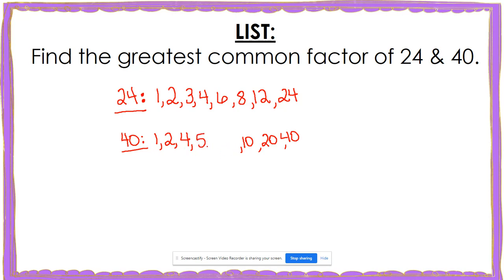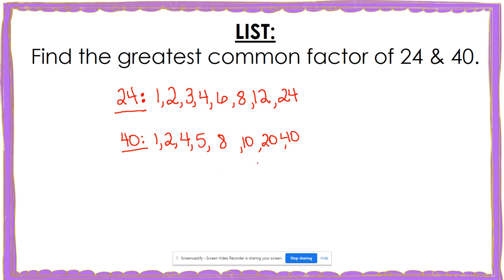Next is 5, and I can do 40 divided by 5. When I do that, I get 8. Now I'm going to look at my other numbers. 6, but 6 cannot be divided into 40. And then also 7, but again, 40 cannot be divided by 7. So the next number is 8, and if you notice, I already have 8 in my list. So this is my full list of factors of 40.